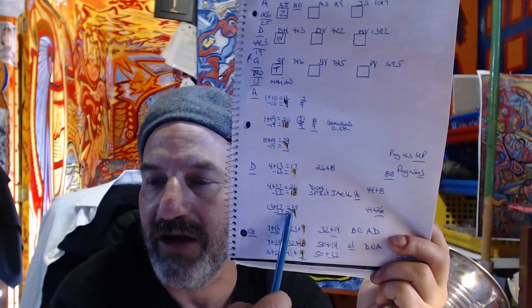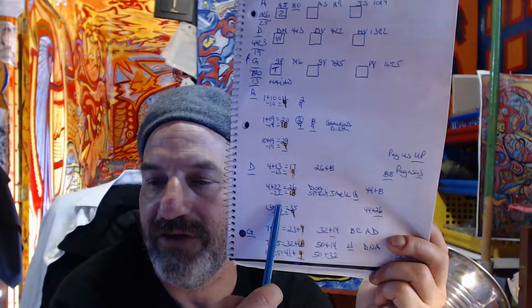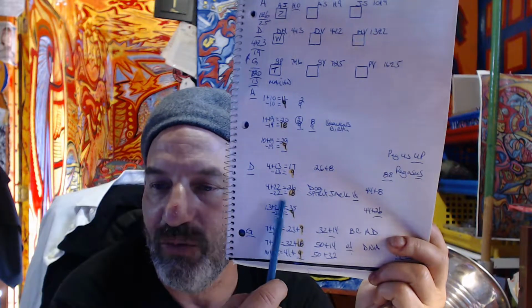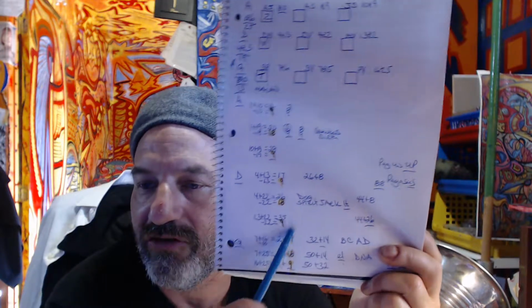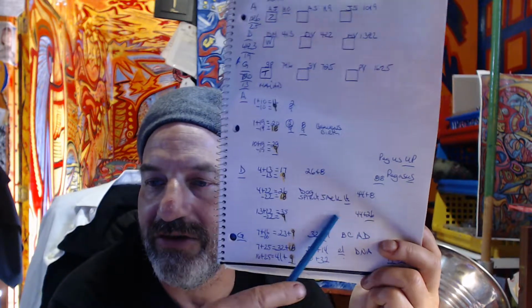8, 9. 8 times 9 is 72 and 17. The 1 and the 7 and the 2 and the 7. That's 3, 7, and that's your Nibiru. Passage of the red sun.